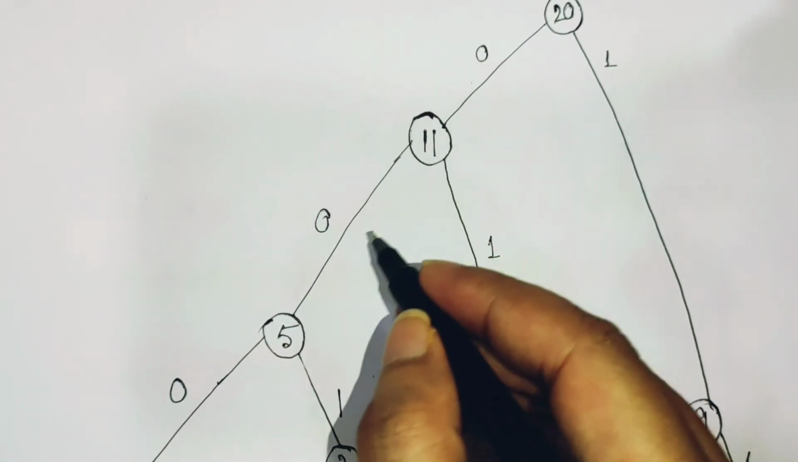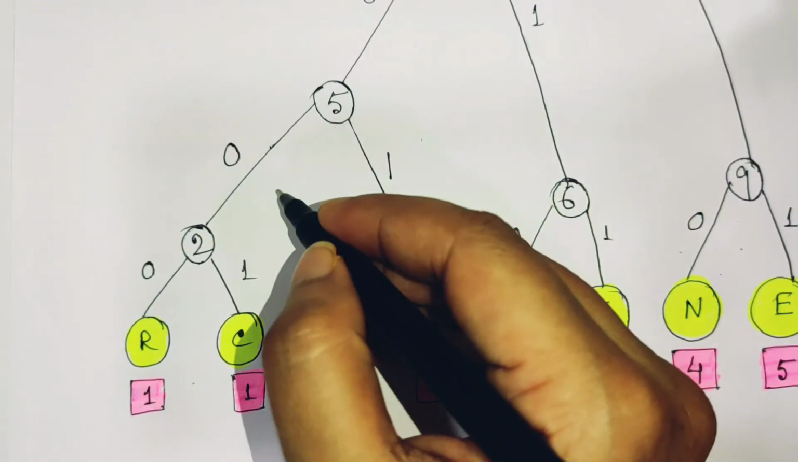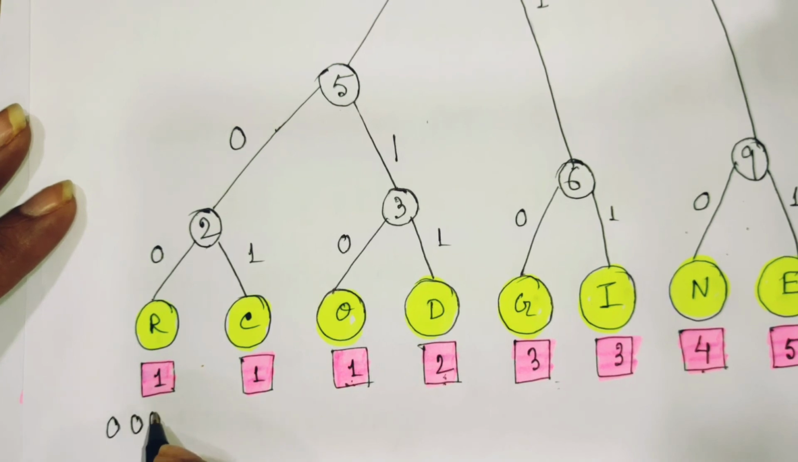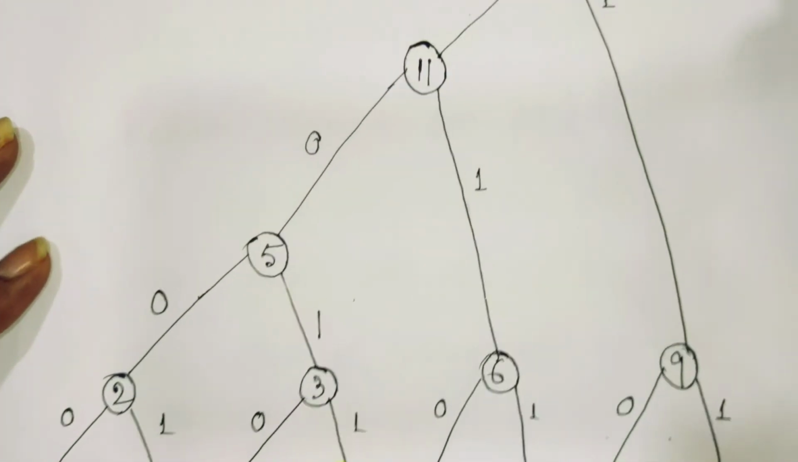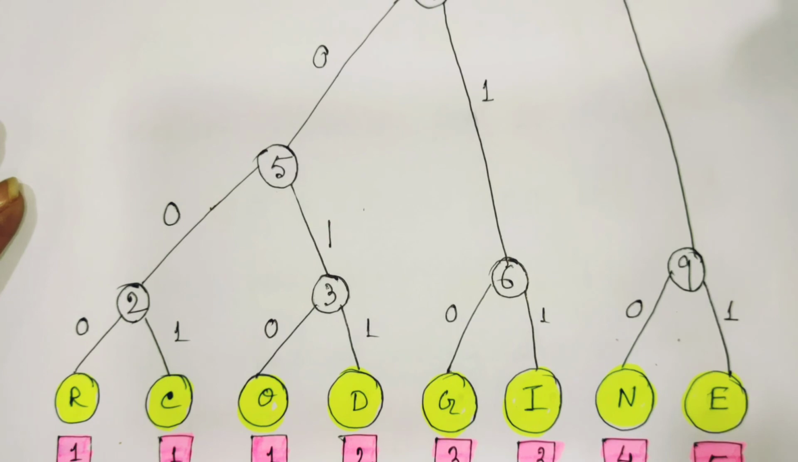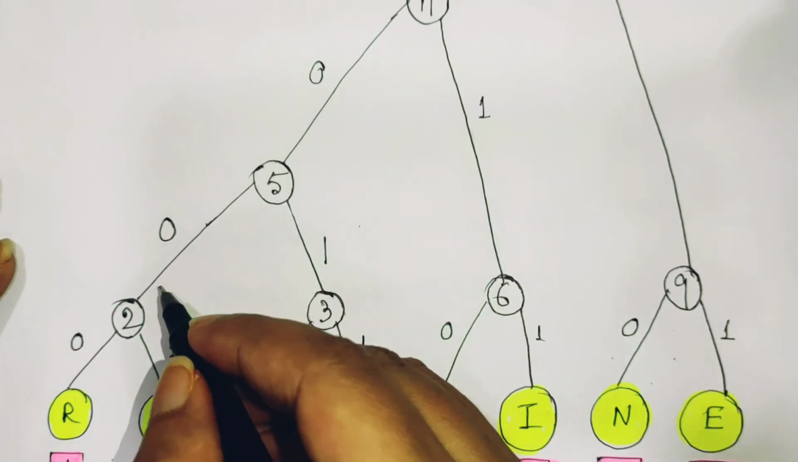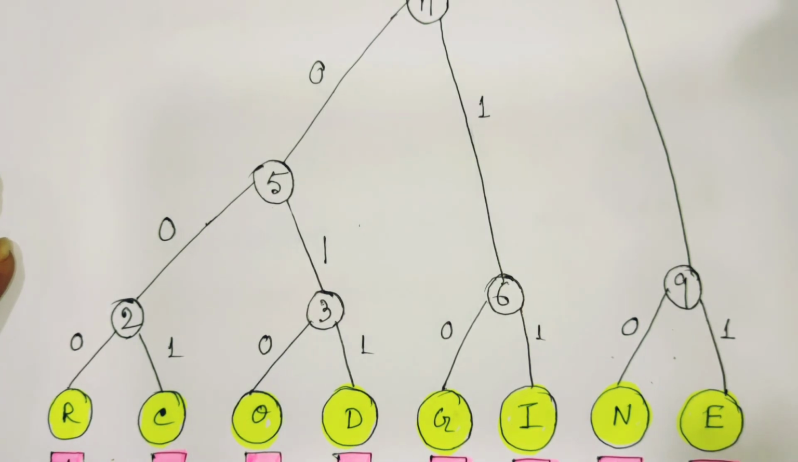It is 0, 0, then 0 and 0. So R, its prefix code should be 0, 0, 0 and 0. Similarly, for the C, its prefix code is what? It should be 0, 0, 0 and then 1. So it should be 0, 0, 0 and 1.